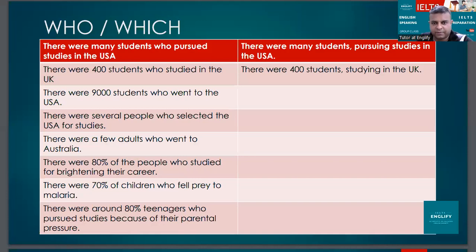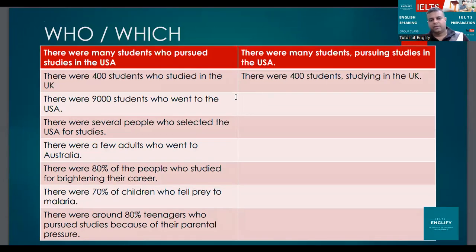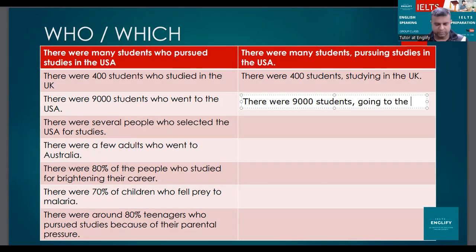So I'm going to type here for you. Now this sentence: there were 9,000 students who went to the USA. Now, as you all know, went is the second form of the verb of what? Go. So when we make a gerund, obviously a gerund always comes with the first form of the verb. So what becomes? Going. Let's make the sentence now. So there were 9,000 students going to the USA.